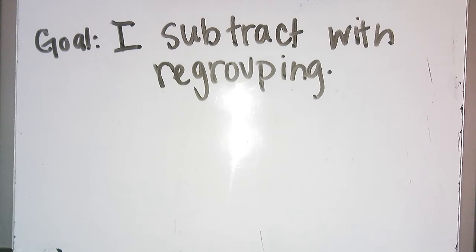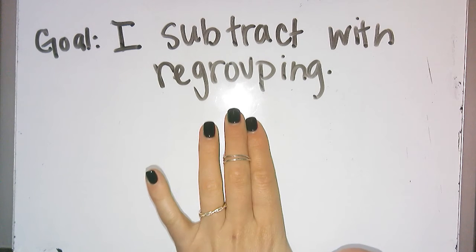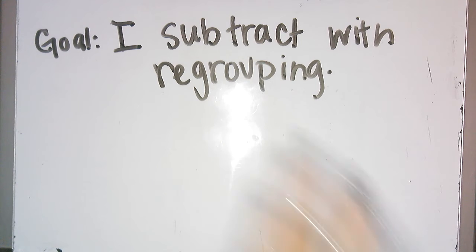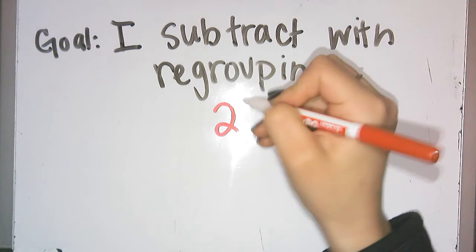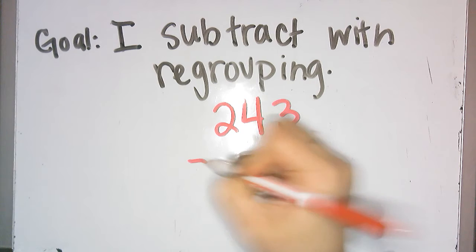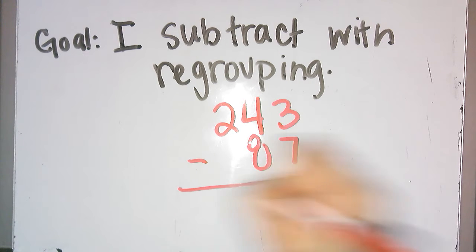Today, your goal for math is subtract with regrouping. So regrouping is when our bottom number is larger than the top in certain spots, and so we need to borrow from the next one over. A good example of this would be something like 243 minus 87.